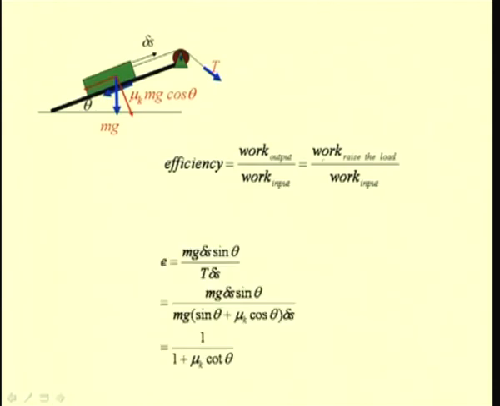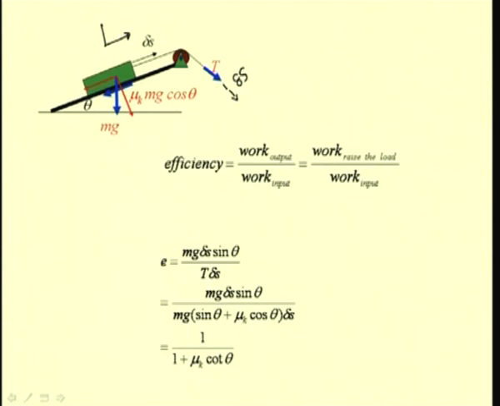So, we can write the work done to raise this load as mg sin theta delta s, which is the component of this weight mg in the direction of delta s, divided by the input work, which is T times delta s, because if delta s is the virtual displacement of this block, then this force T is also virtually displaced by an amount of delta s.